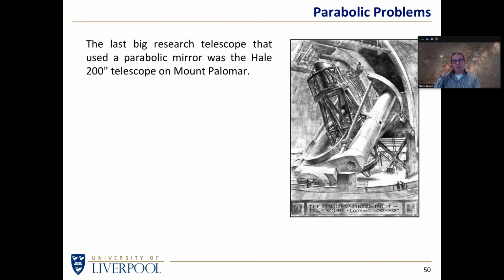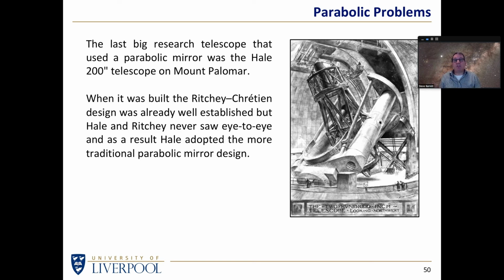The last really big telescope that used a parabolic mirror was the Hale 200-inch telescope on Palomar Mountain. Now, at the time, the Ritchey-Chrétien design was already established in the 1930s and the 1940s, which is the era in which the 200-inch telescope was built. The Ritchey-Chrétien design existed. In fact, Ritchey was one of the optical people in the optical workshop who were advising Hale about the mirror. Ritchey said we should go for a hyperbolic mirror. Hale was altogether more conservative and decided to adopt the more tried and tested parabolic mirror design. He didn't think it was worth going out on a limb and trying to make a hyperbolic mirror.